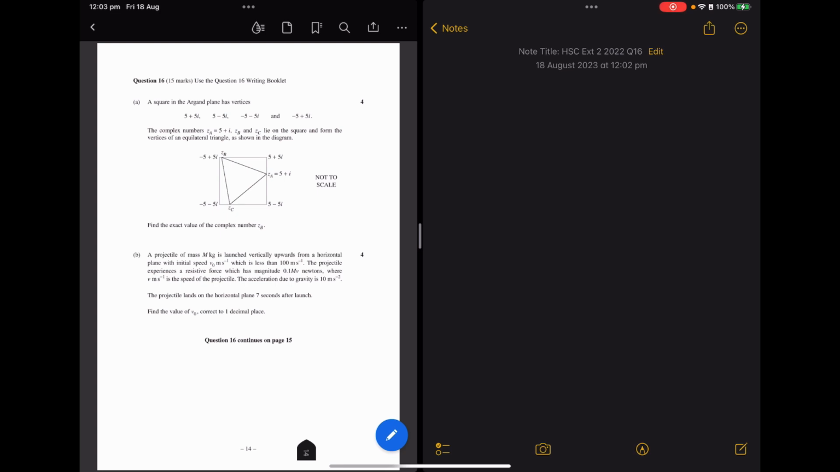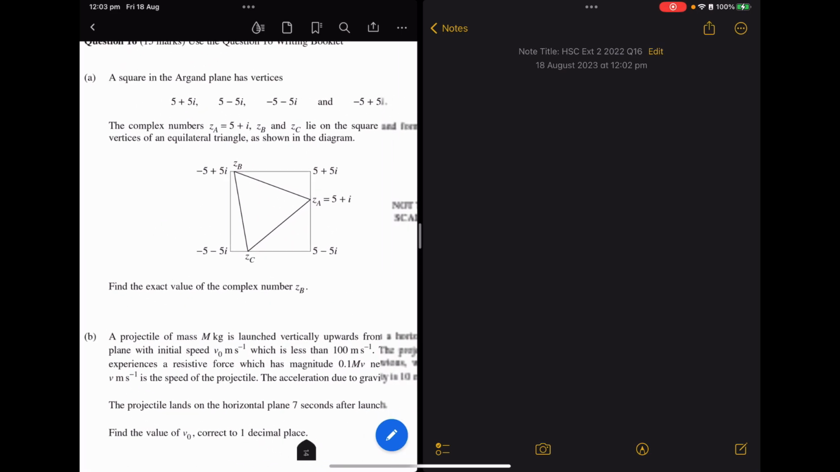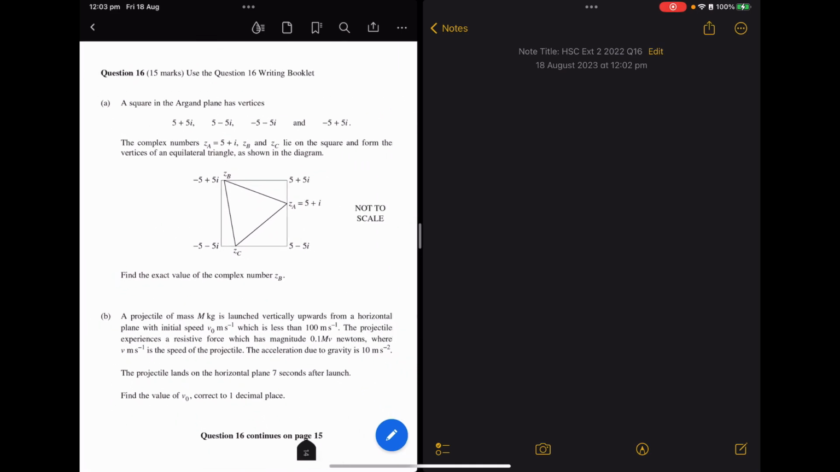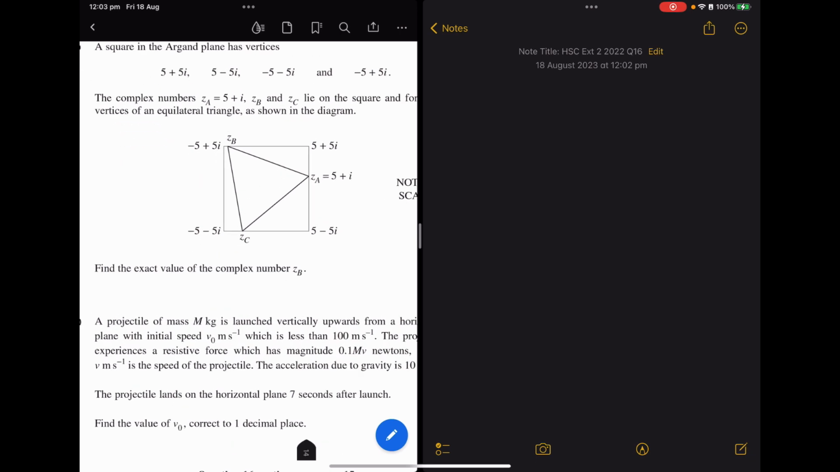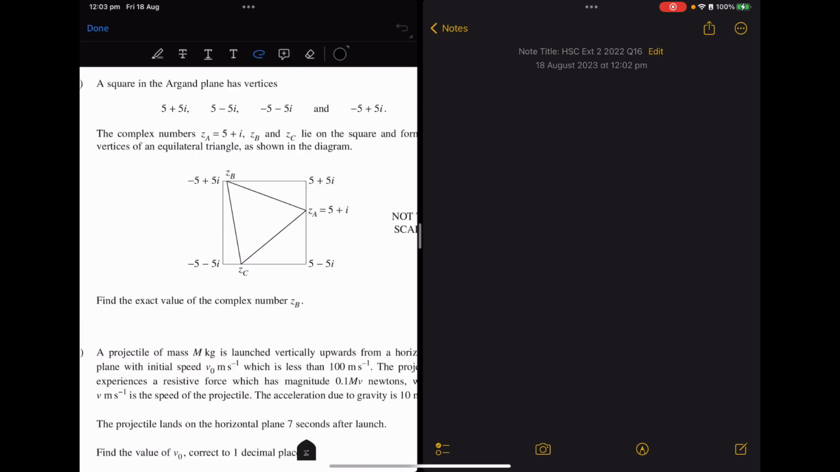So, starting with part A, we have a square in the Argand plane with these vertices, you can see right here. The complex numbers ZA, ZB, ZC lie on the square and form the vertices of an equilateral triangle, and we want to find the exact value of the complex number ZB. So ZB is up here, and we know this is an equilateral triangle.